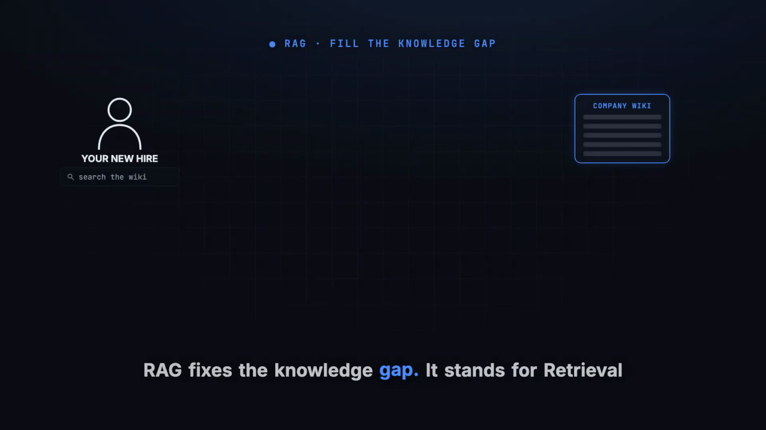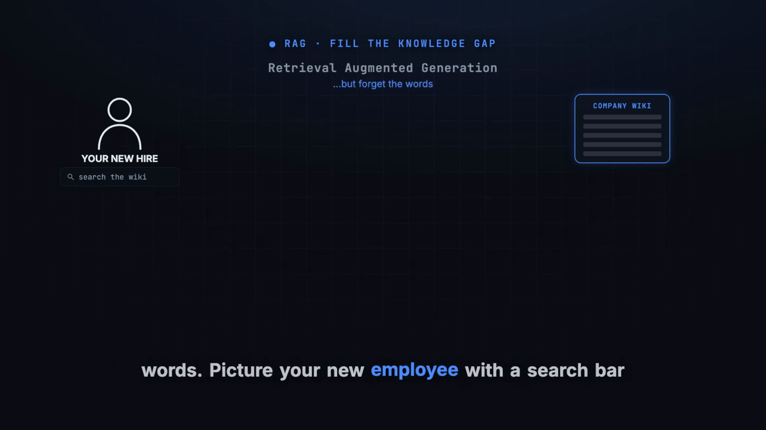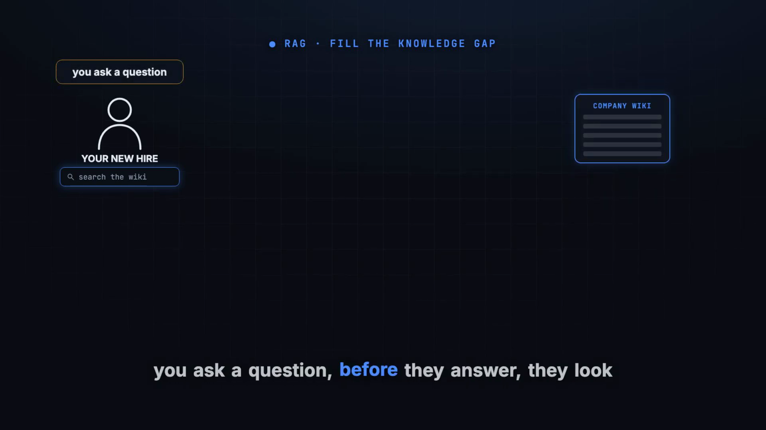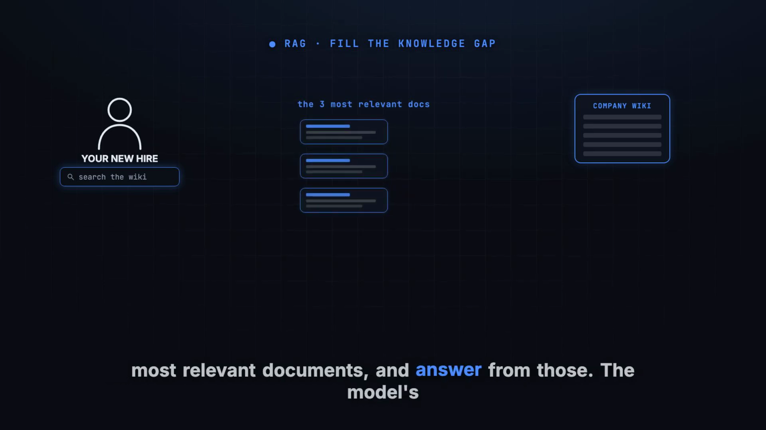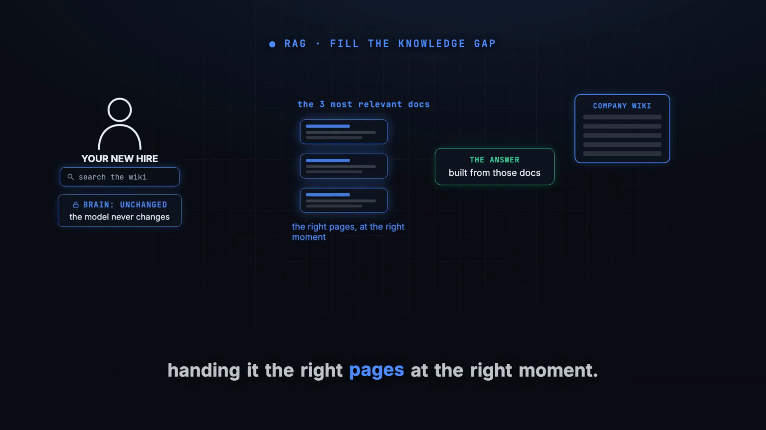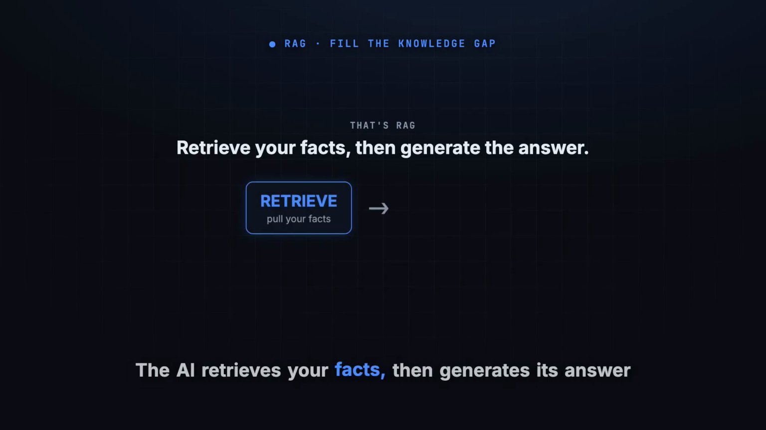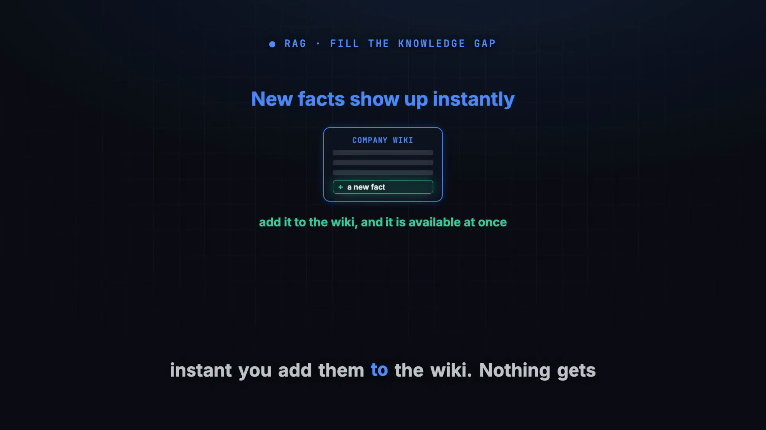RAG fixes the knowledge gap. It stands for Retrieval Augmented Generation, but forget the words. Picture your new employee with a search bar into your company wiki. When you ask a question, before they answer, they look it up, pull the 3 most relevant documents, and answer from those. The model's brain never changes. You're just handing it the right pages at the right moment. That's RAG. The AI retrieves your facts, then generates its answer using them. New facts show up the instant you add them to the wiki.